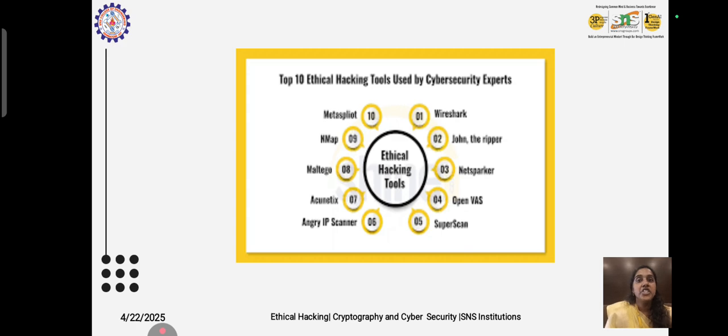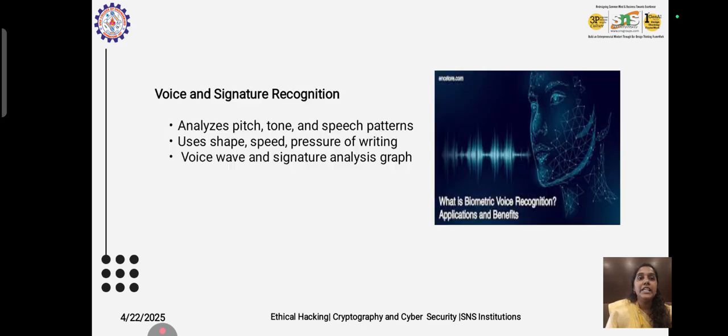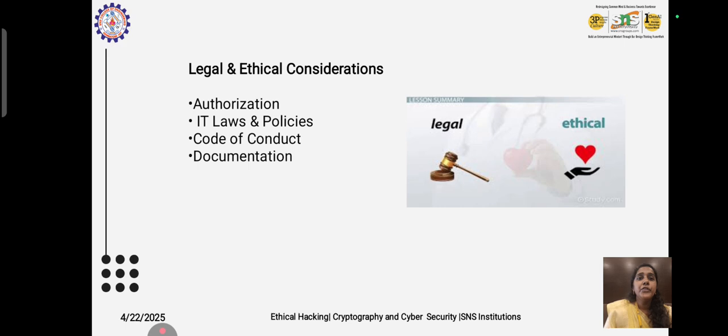Next is Wireshark. It is mainly a packet analyzer that captures and analyzes network traffic. Next is Burp Suite. Burp Suite is commonly used for testing the security of web applications. Next, let us see a few legal and ethical considerations of ethical hacking. Some of the legal and ethical considerations are authorization, IT laws and policies.